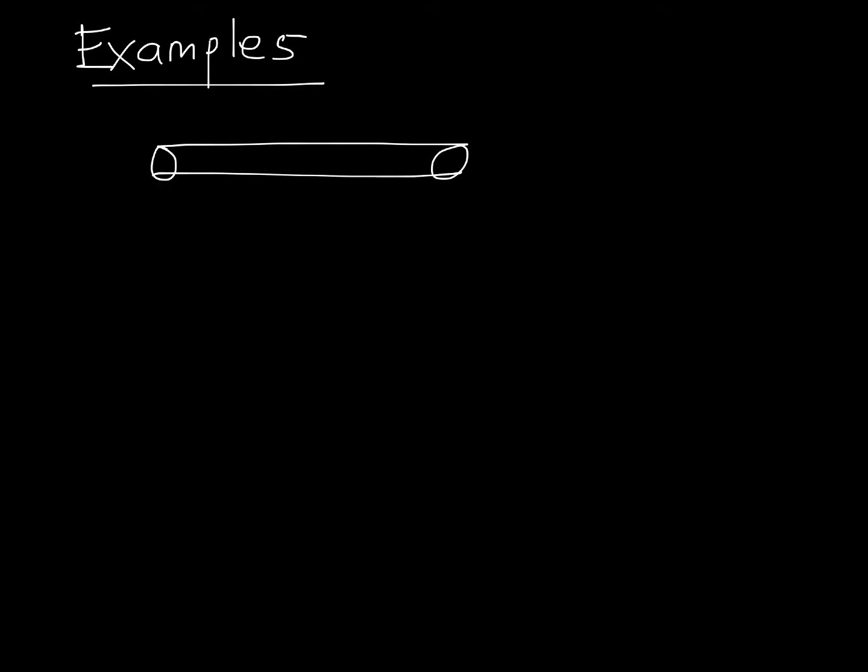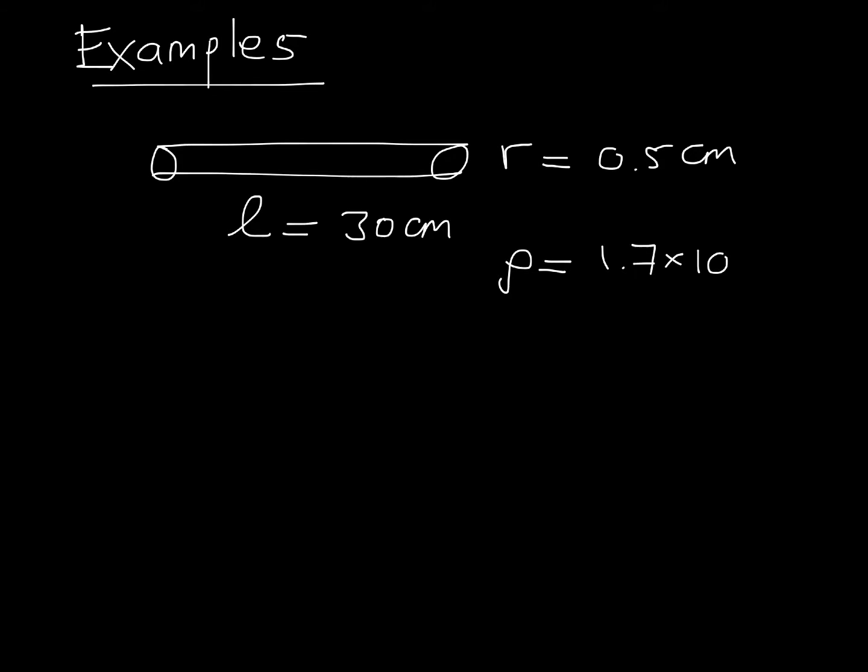Now let's look at example number 5. We have to calculate the resistance of a copper rod. The length L is 30 centimeter, the radius R is 0.5 centimeter, and the resistivity rho is 1.7 times 10 to the power of minus 8 ohm meter.